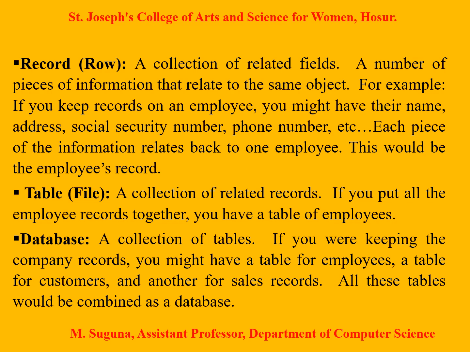And next, about the table, it is a collection of related records. If we put all the employee records together, we have a table of employees. And next comes the word database. Database is nothing but a collection of tables. If we were keeping the company records, we might have a table of employees, a table of customers, and another for sales records. All these tables would be combined as a database.